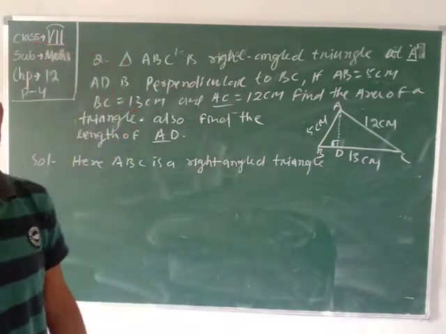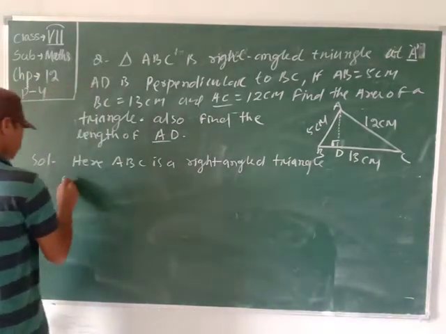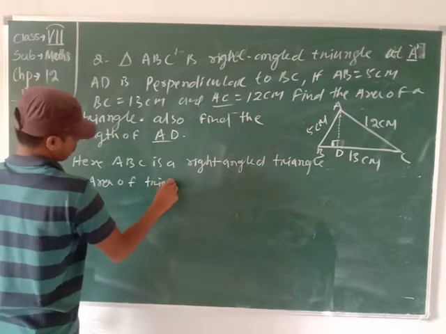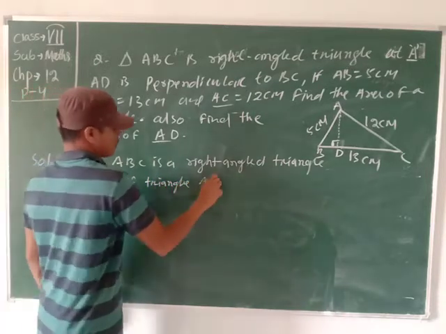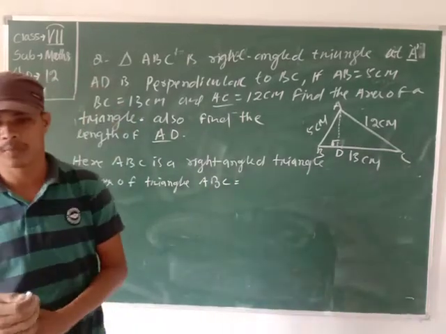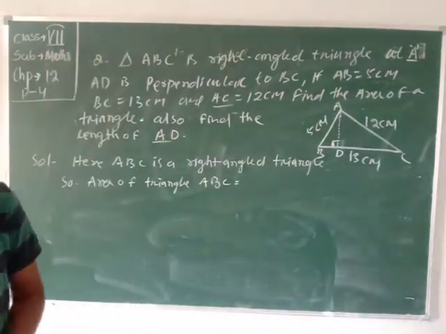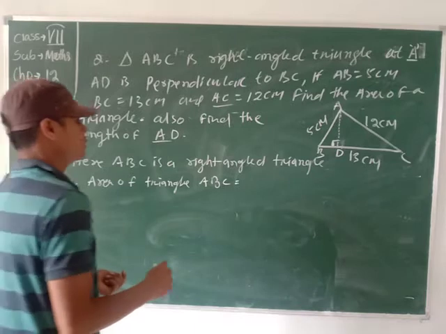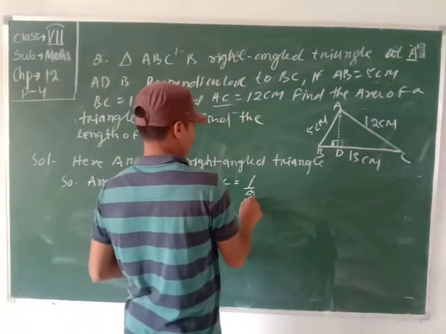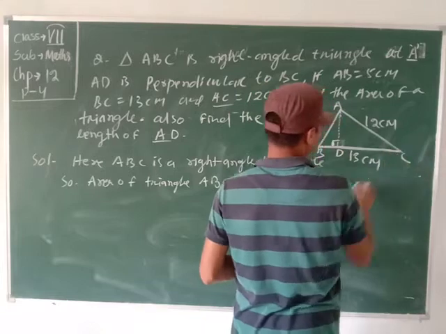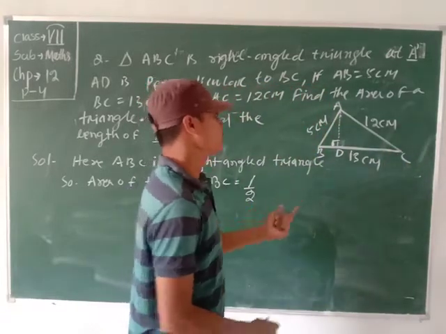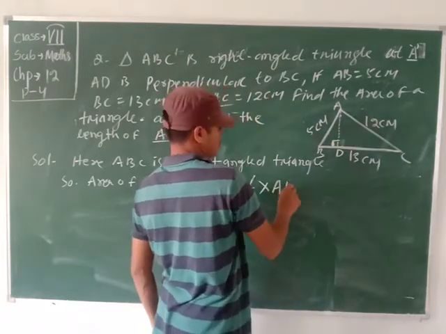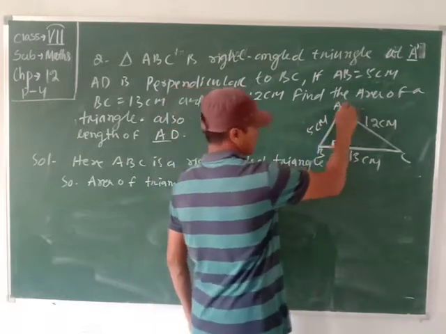According to the question, triangle ABC is a right angle triangle. So we know the area of triangle ABC. What is the formula for the area of a triangle? Half of the product of the two sides containing the right angle, that means 1/2 into AB into AC. Since it is a right angle triangle, we take half into its two sides, AB into AC.